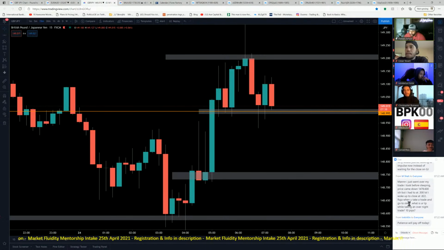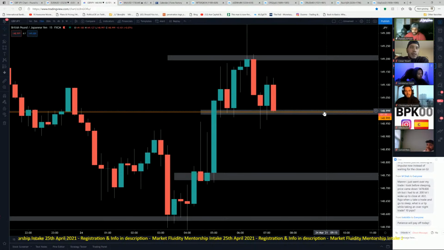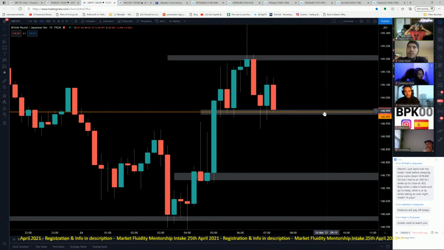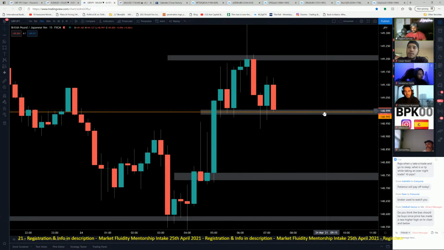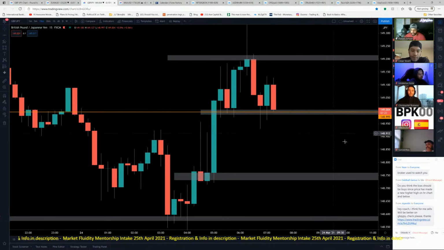When you take a trade and go to sleep, what's your TP while taking an overnight trade, 10 pips? Normally, it depends on where the range is, right? If the range I'm looking at is on the 4-hour time frame, then that's what it is at that point. So it depends on the chart. I think it's going to be better if you send a chart.